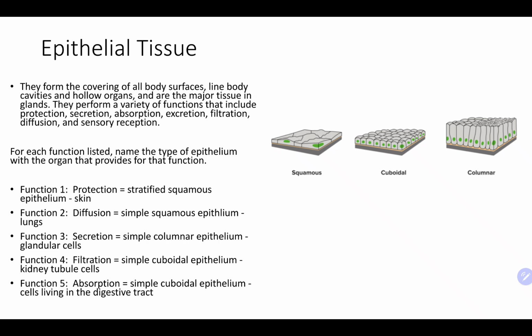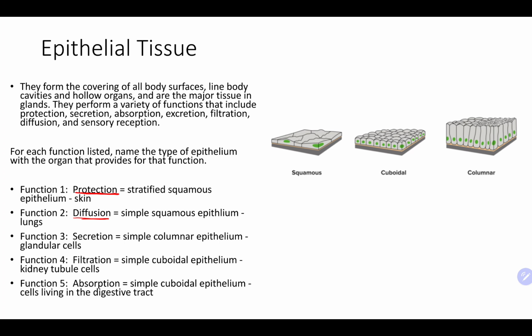Understand the different functions of epithelial tissue too, right? So we have epithelial tissue for protection, such as your skin, your stratified squamous epithelium. Then we also have epithelial tissue for diffusion. So we have simple squamous epithelium, one layer of these cells, and that's going to be your alveolar type 1 cells in your lungs.